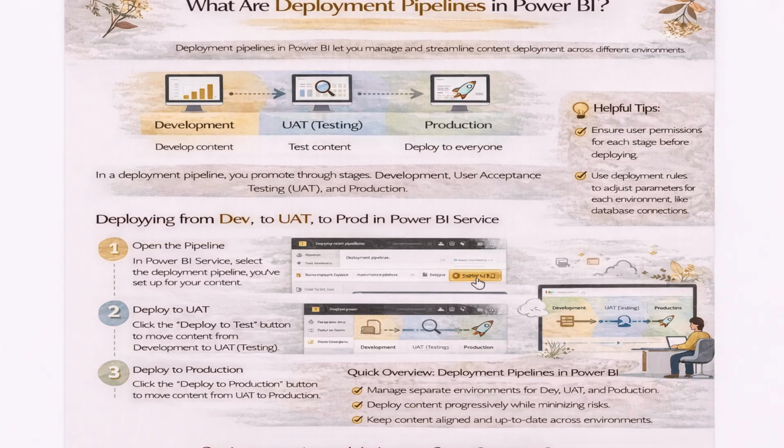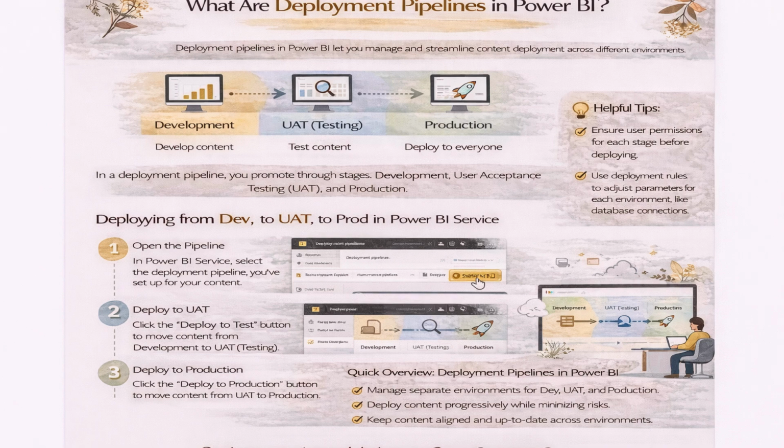Let's understand deployment pipelines in Power BI and how to move content from development to UAT and then to production. Deployment pipelines help you manage and promote Power BI content across different environments in a structured and controlled way. There are three main stages: development, where reports and datasets are created; UAT, or user acceptance testing, where content is tested; and production, where final content is shared with end users. This process reduces risk and ensures only validated reports reach business users.